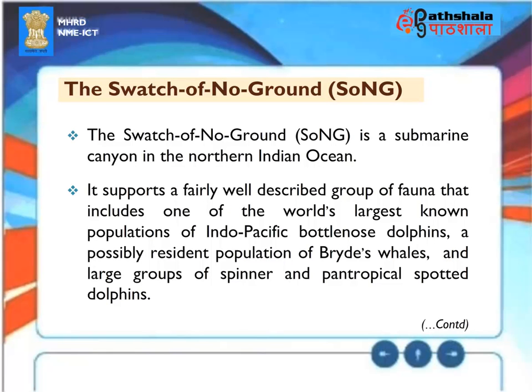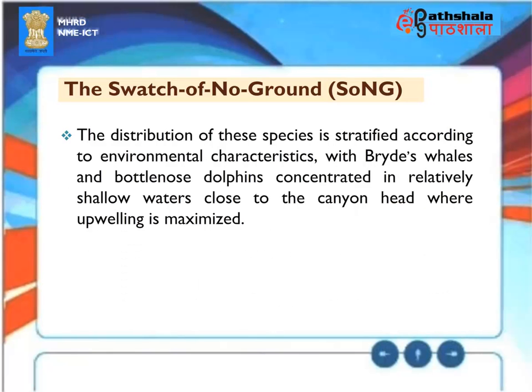The Swatch-of-No-Ground, SONG. The Swatch-of-No-Ground, SONG, is a submarine canyon in the northern Indian Ocean. It supports a fairly well-described group of fauna that includes one of the world's largest known populations of Indo-Pacific bottlenose dolphins, a possibly resident population of Bryde's whales, and large groups of spinner and pantropical spotted dolphins. The distribution of these species is stratified according to environmental characteristics, with Bryde's whales and bottlenose dolphins concentrated in relatively shallow waters close to the canyon head where upwelling is maximized.